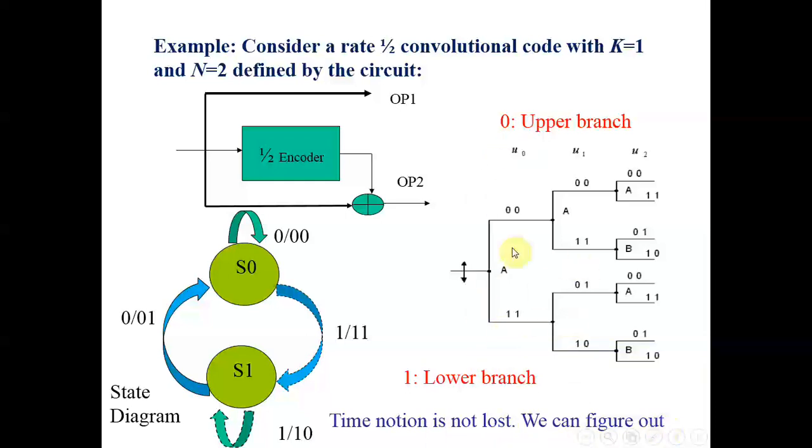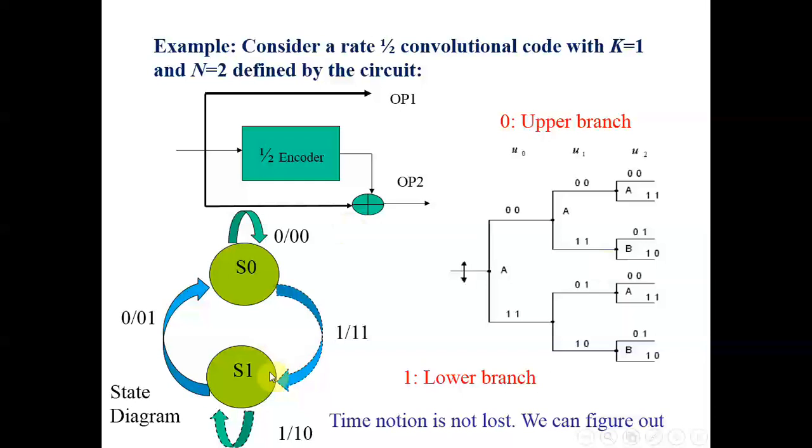We can figure out how many bits I have received. For example, let's consider you have received 1 0. So 1 0, where will you go in the first one? I am here, I am receiving 1. So I'll take this branch, right, and I come to this node, and now I receive 0. So I take this branch, and now I come to this node. So whenever I am standing at this node, you know that 2 bits we have received till this point, right? So the time notion is not lost, which is the advantage compared to your state diagram.